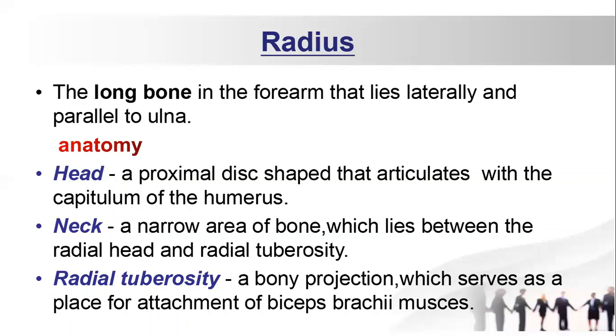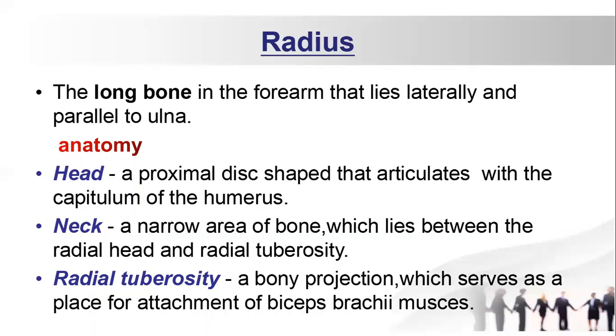So anatomically, we have the head of the radius, a proximal disc shape that articulates with the capitulum of the humerus to form the radiocapitellar joint, which is a basic component of the elbow joint. Then we have the neck, a narrow area of bone which lies between the radial head and radial tuberosity. So it's proximal to the radial tuberosity and distal to the radial head.